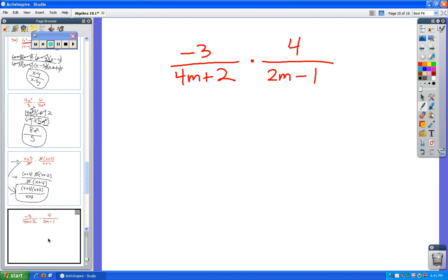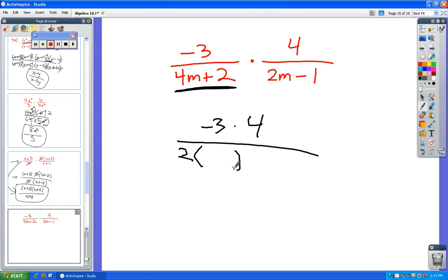Obviously, there's not very much to cancel here, but we should factor everything first. Negative 3 times 4 on the top. Oh, this can be factored. They have a 2 in common. If you factor out the 2, that's 2m plus 1. You still have this, 2m minus 1. Okay, so everything is now factored.